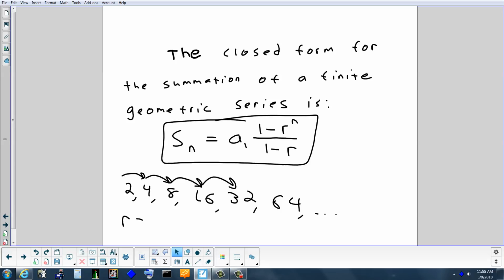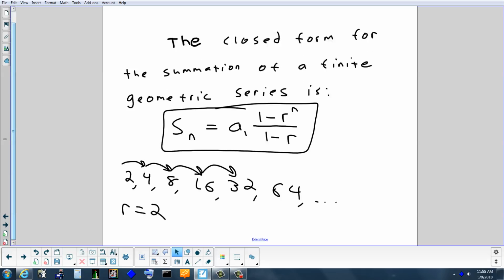So in this problem, r is 2. What was the very first term in this sequence? It was also 2. And how many terms did I write down on the board? 6. If you want to know what all those add up to, without doing it by hand, plug in a 2 for r, plug in a 6 for n, because we had 6, and plug in a 2 for the first term. And that formula will tell you what they add up to.